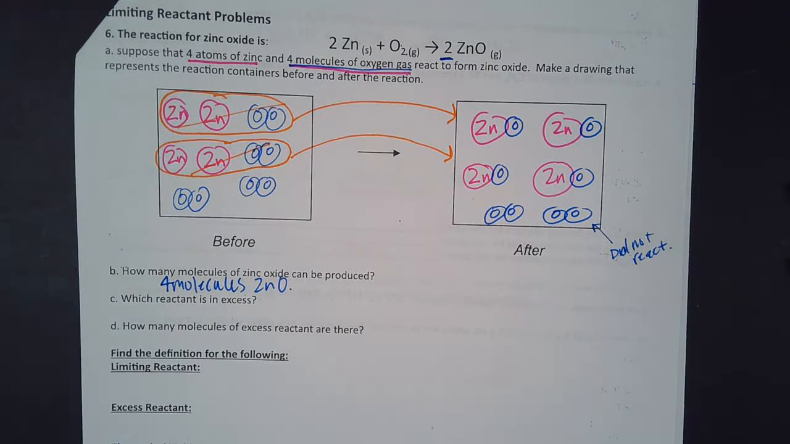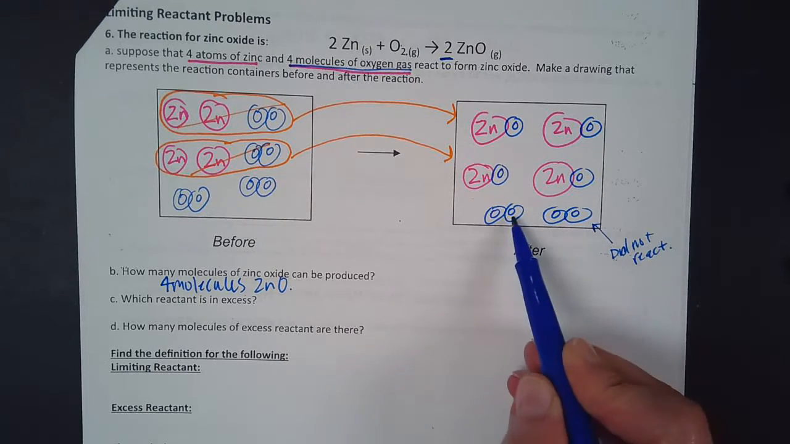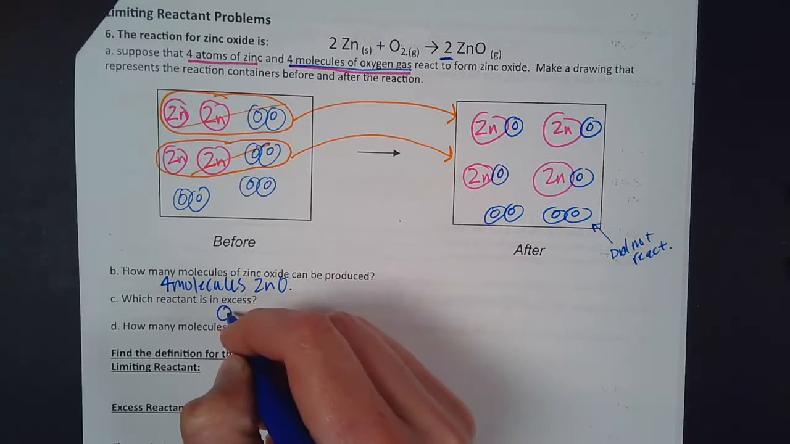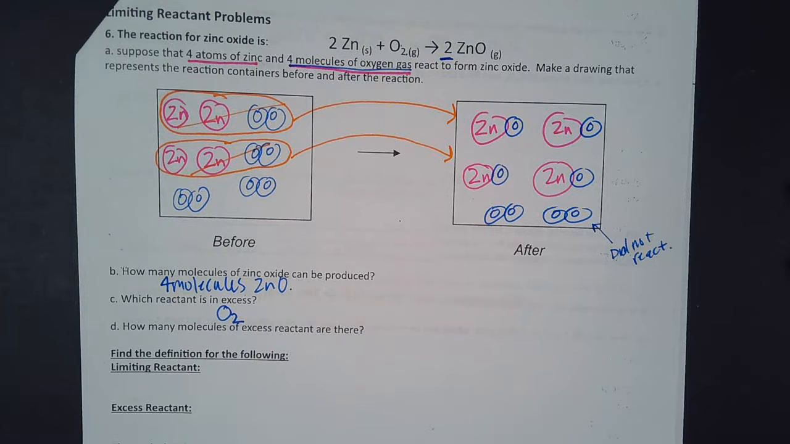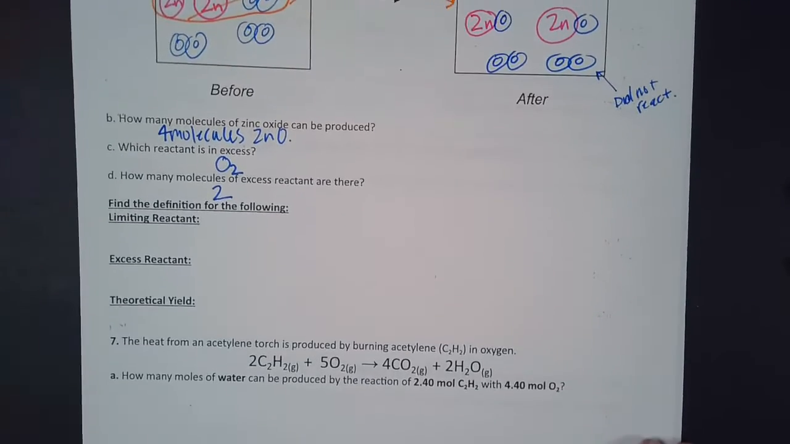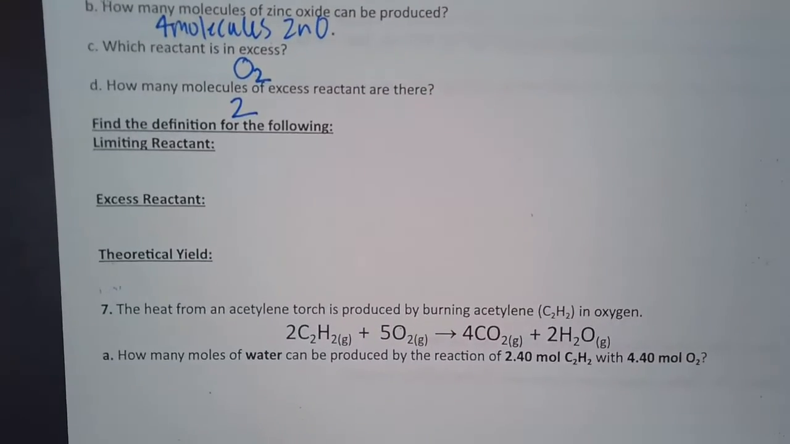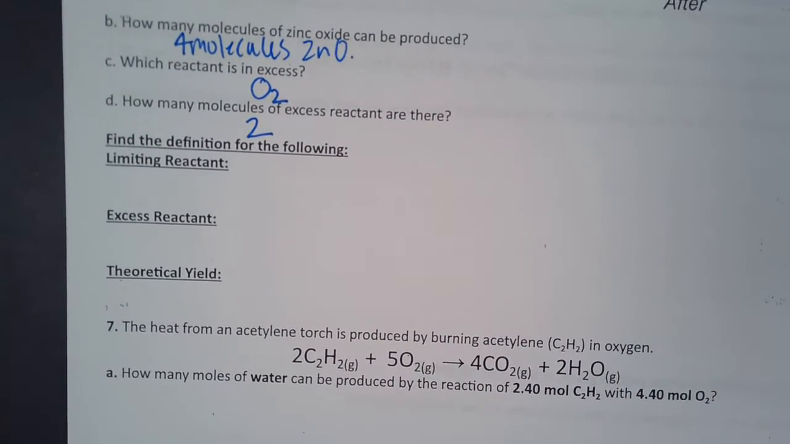Which reactant is in excess? Which one do we have a lot of? The O2, because we have it left over. So this is O2. And how many molecules of the excess are there? 2. Okay. So let's write down some definitions. See the limiting, excess and theoretical yield right there? Yeah, let's write down some definitions. Okay. So, and then we'll do a wee bit of math as well.